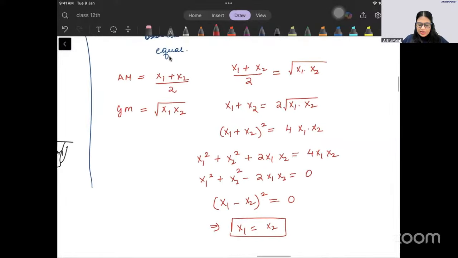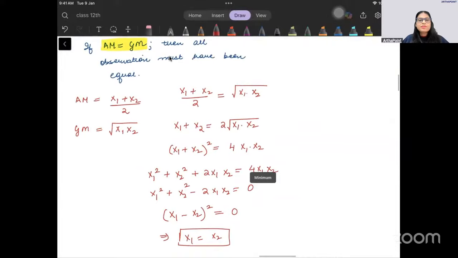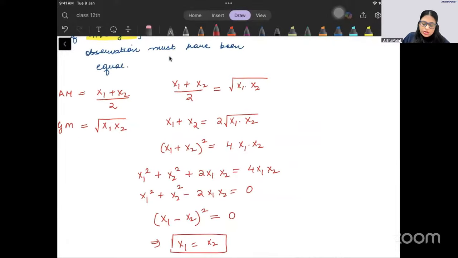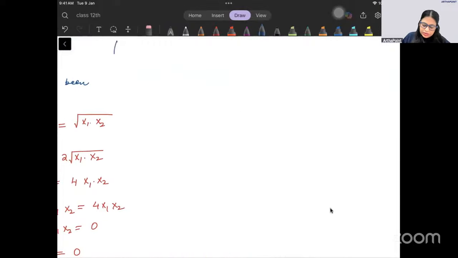है ना? So yes, if AM and GM are equal, then it must have been true that the observations would have been equal. All observations are the same. Correct. Okay. So again, true or false?